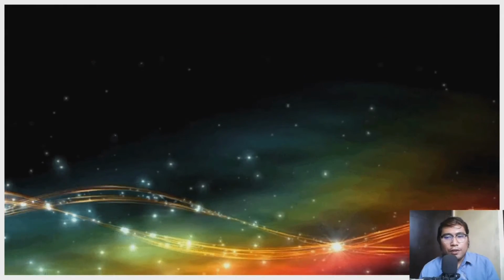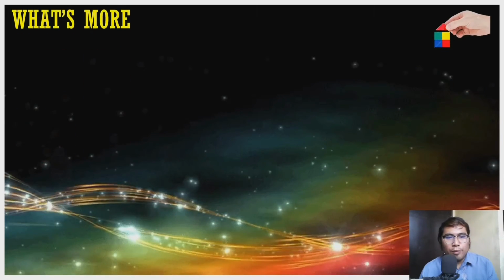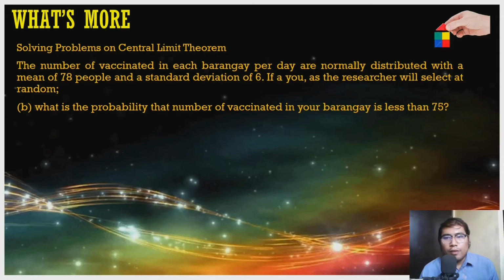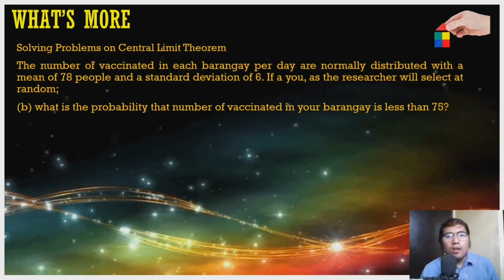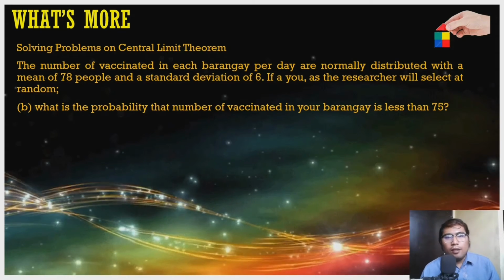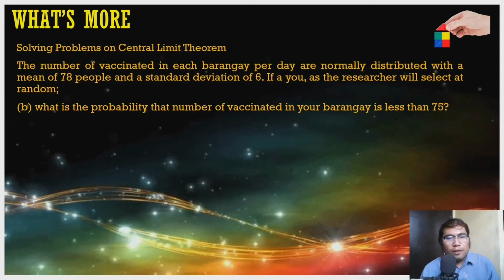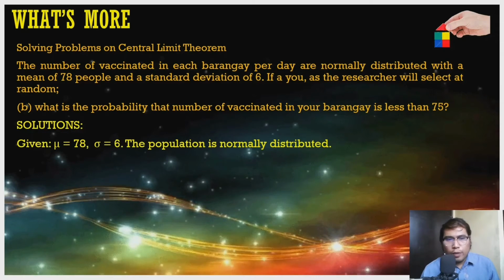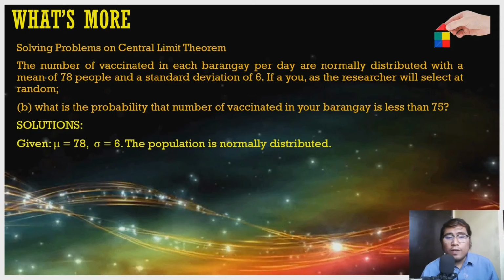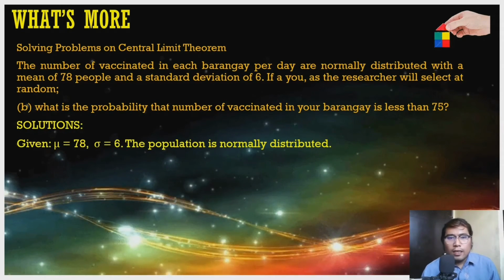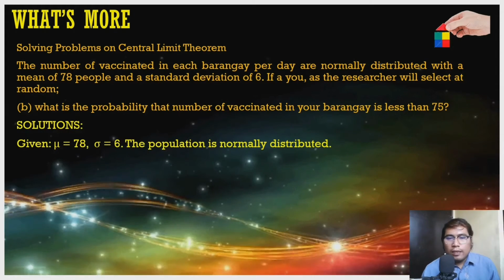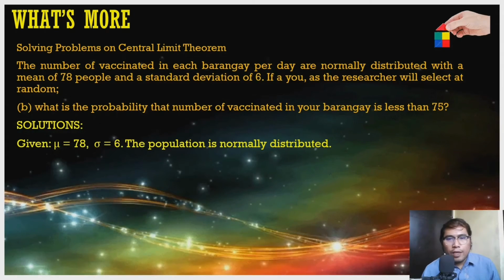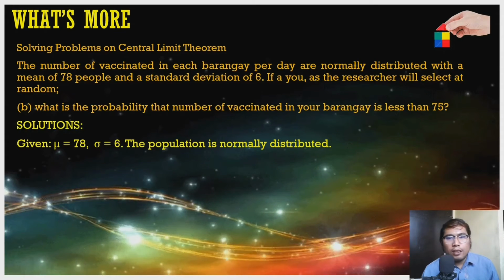So after solving letter A, let's go with letter B. In letter B, what is the probability that the number of vaccinated in your barangay is less than 75? Okay, so again, to show you the solution, first get the given, which is we have the population mean of 78 and a sigma of 6, and also we stated that the population is normally distributed. And looking at letter B, we have a clue there that it says less than 75.